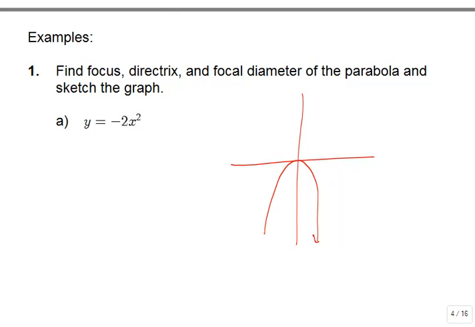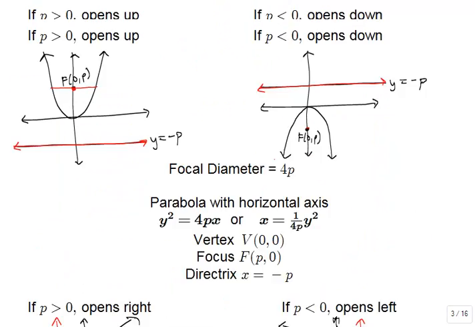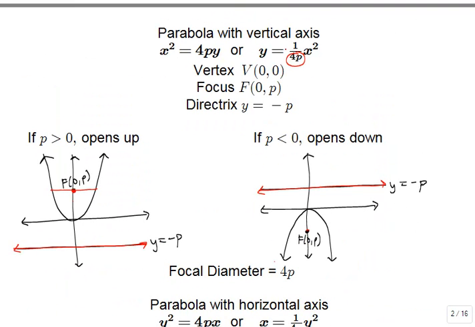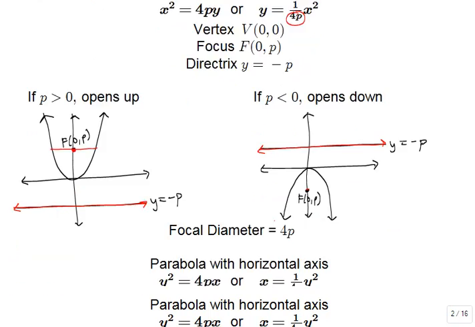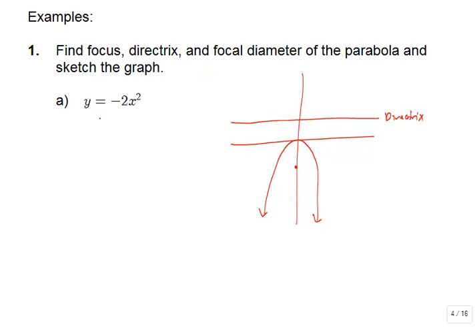So it's going to have a graph that looks something like this. The focus is going to be inside of the parabola down here somewhere, and the directrix would be outside of the parabola up here. So let's see if we can come up with some of these equations. So if we compare this to our general formula up here for our vertical parabolas, the formula is x squared is equal to 4py. So this is supposed to look like x squared is equal to 4py. Or if you were to solve this for y, that's x squared over 4p.